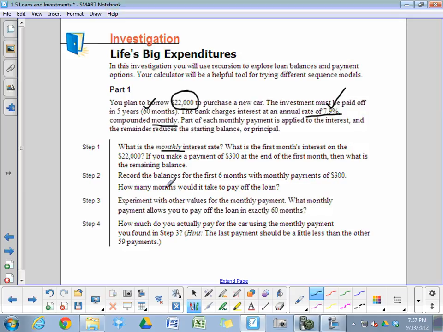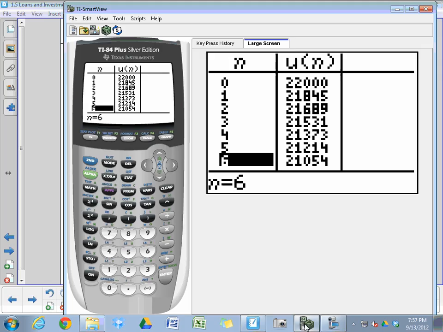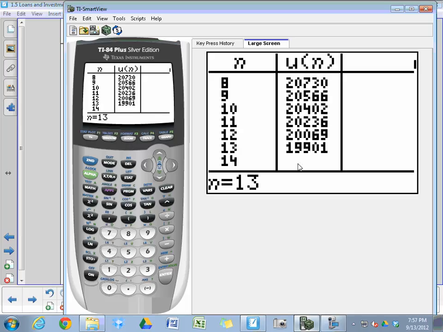Next, record the balances for the first 6 months. How many months would it take to pay off the loan? Well, right here are the balances for the first 6 months. How many months will it take to pay off the loan? Well, we better scroll down a ton. And it's going to take a long time because after 60 months, I still don't think this car is going to be paid off. So instead of doing all this scrolling, it's a little boring.